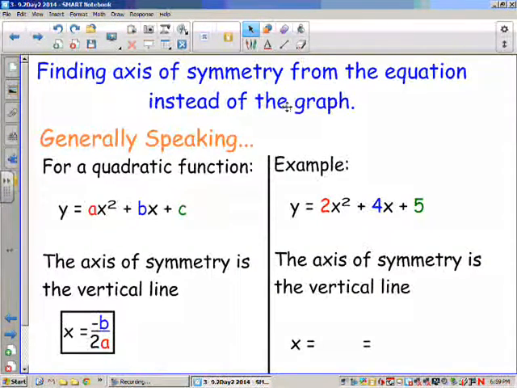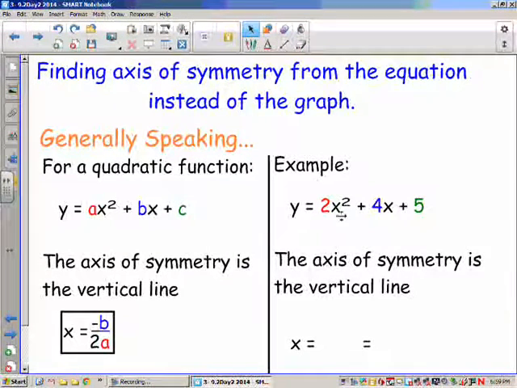All right, so finding the axis of symmetry from the equation instead of the graph. Generally speaking, quadratic functions look like this. The axis of symmetry is the vertical line x equals negative b over 2a. It goes right through the middle of the graph.